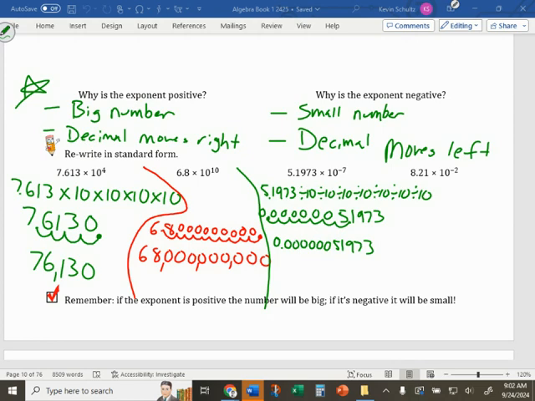Lastly, 8.21 times 10 to the negative second. Again, that's how many times to move the decimal, 1, 2 to the left, 0, 0, so 0.0821 is our answer. Questions on scientific notation?